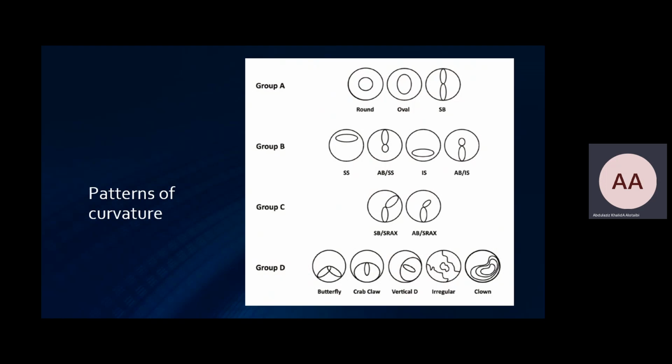Now, if the patient has a symmetric bow tie with 15 degrees skewing, do we consider it normal or abnormal? Less than 22 degrees is considered normal or insignificant. Now group D, or the last group, is special shapes: butterfly, crab claw, vertical D, or irregular pattern.